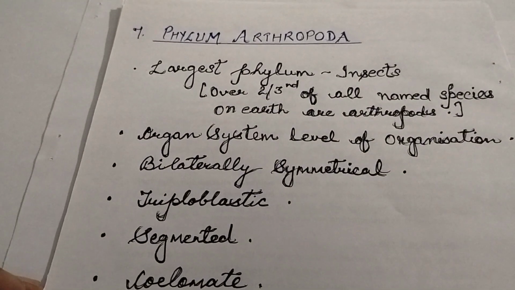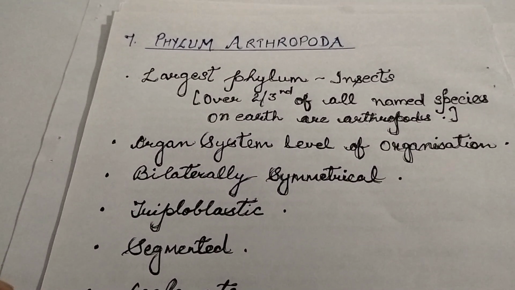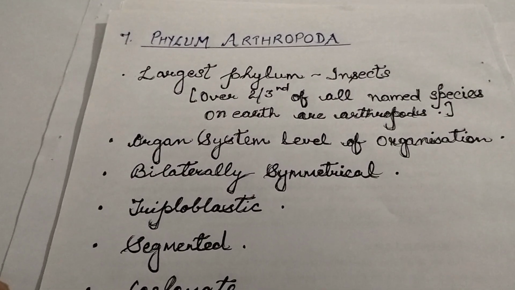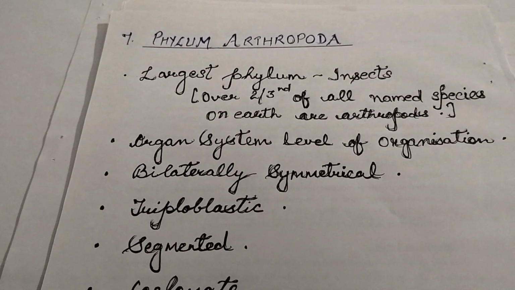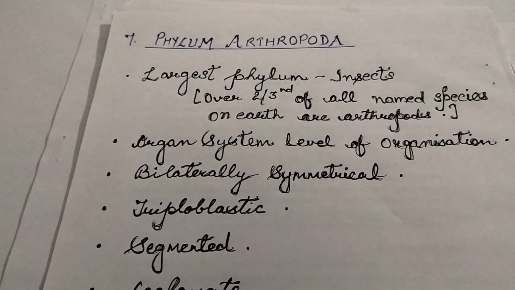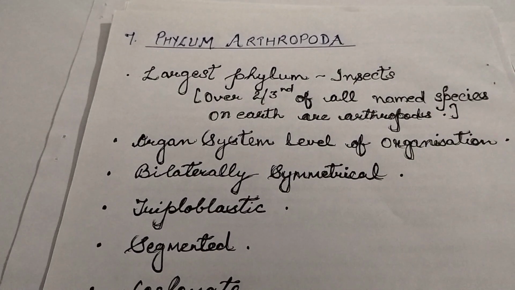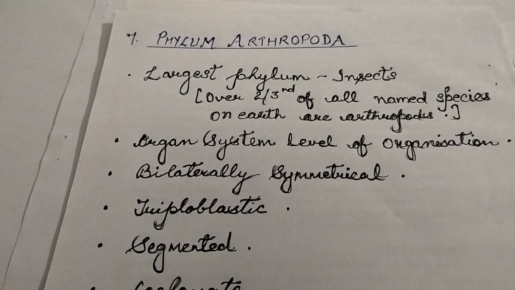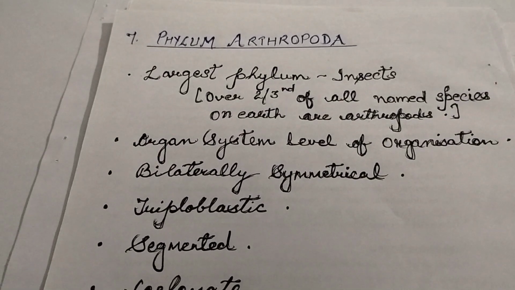In today's lecture, we will discuss Phylum Arthropoda, the next phylum of the animal kingdom. Phylum Arthropoda includes insects. All the insects are included under Phylum Arthropoda and it is the largest phylum of the animal kingdom. Over two-thirds of all the named species on earth are arthropods. So remember it: Arthropoda is the largest phylum of the animal kingdom and it includes insects.